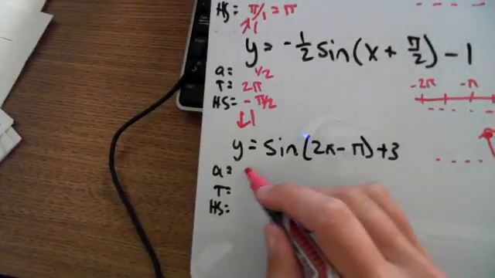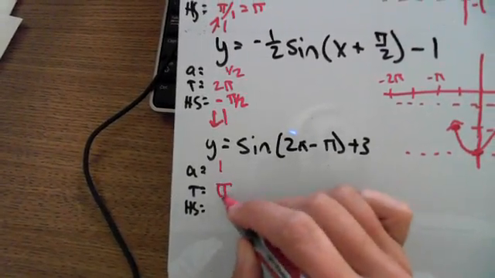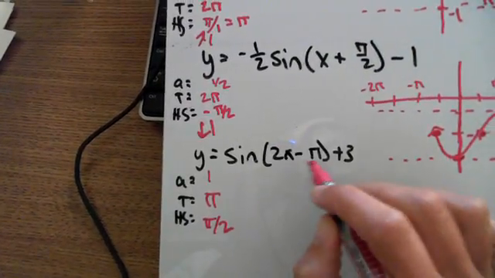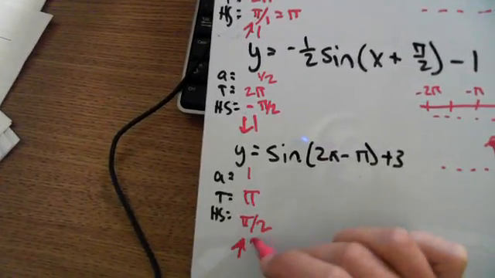And then our last problem, amplitude is 1. Period this time is 2 pi over 2, which is just 1 pi. Horizontal shift is going to be pi over 2 because we do negative c divided by 2. That gives me a pi over 2. We're going up 3 vertically.